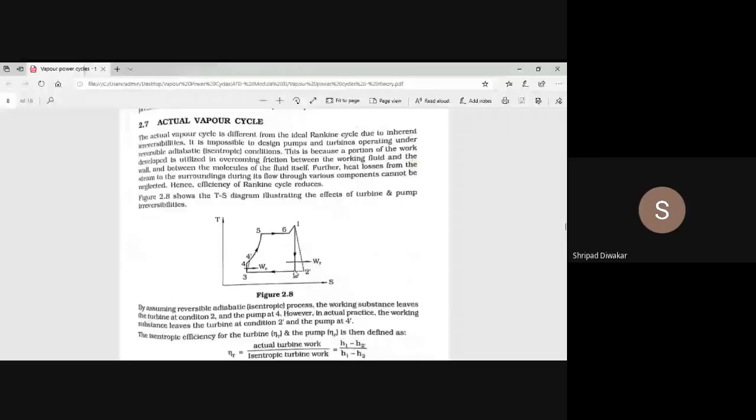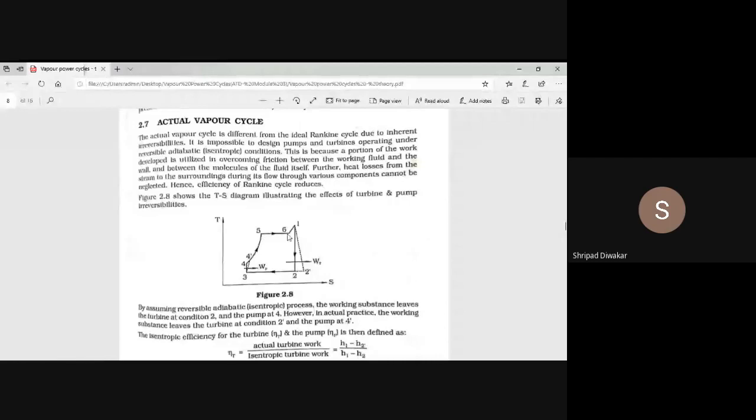Okay, so this is the actual vapor power cycle. 1 to 2 is your ideal expansion in the turbine. 2 to 3 is the heat rejection in the condenser. 3 to 4 is your pump work. Then 4 to 5 is the regeneration. Before entering the boiler, the water gets preheated. That is called regeneration. Then 5 to 6 is the heat addition at an isothermal process, and 6 to 1.